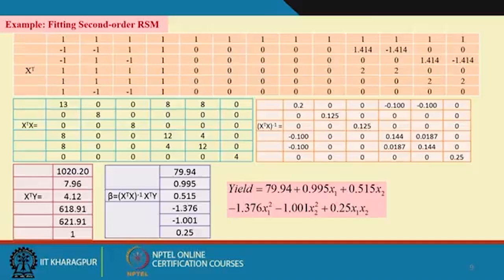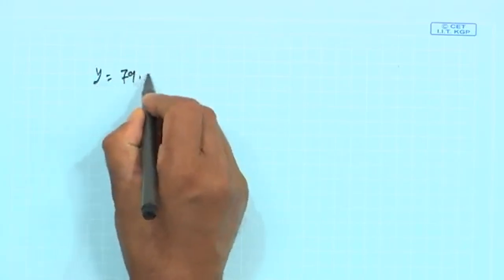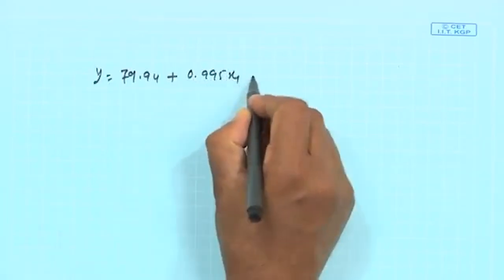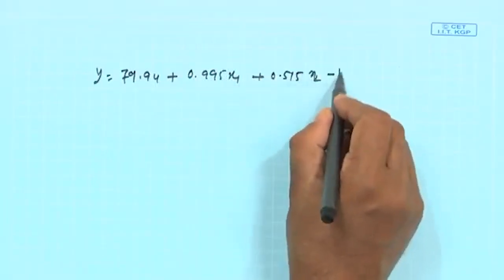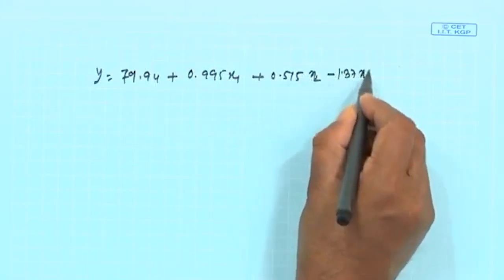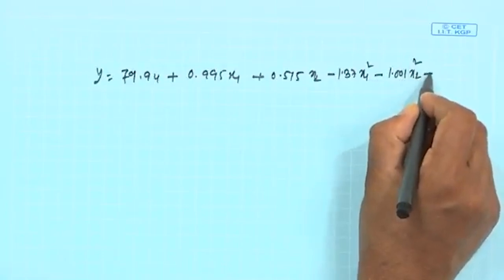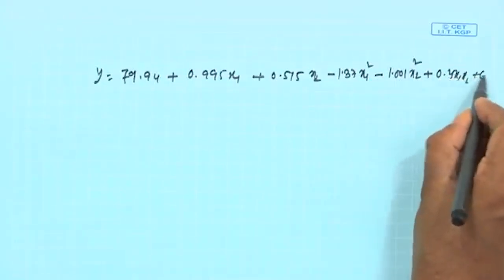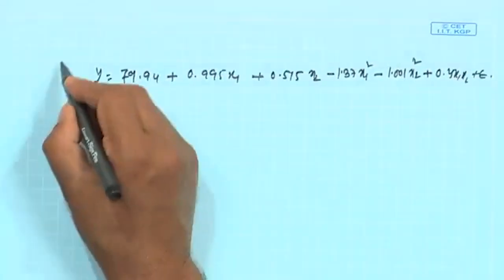So, if you want the regression equation, then it is y equal to 79.94 plus 0.995 x 1 plus 0.515 x 2 minus 1.376 x 1 square minus 1.001 x 2 square plus 0.025 x 1 x 2, plus error. So, this is your regression response surface.